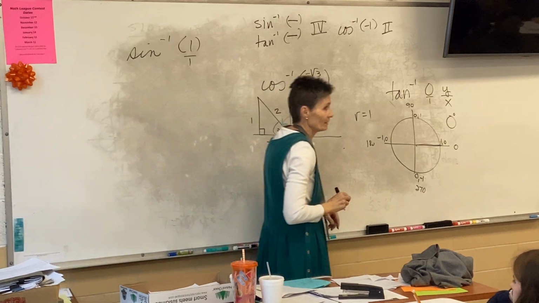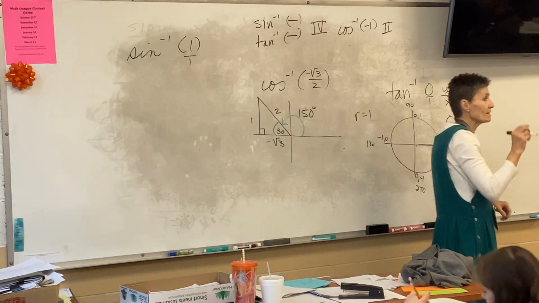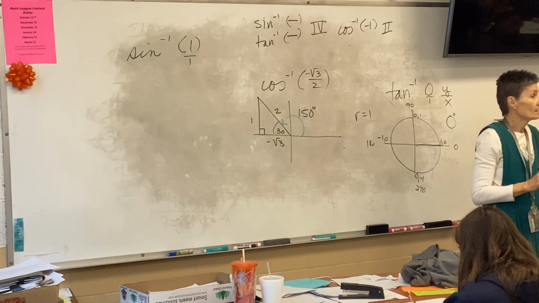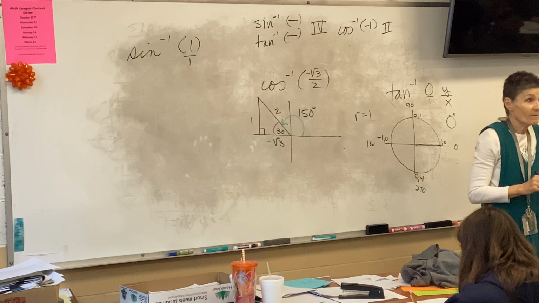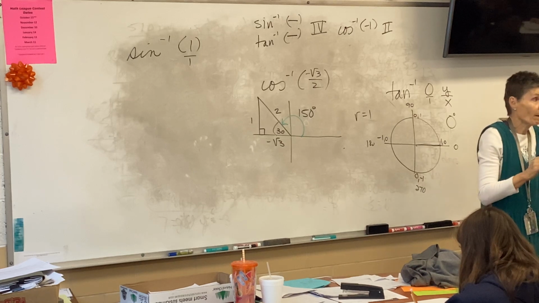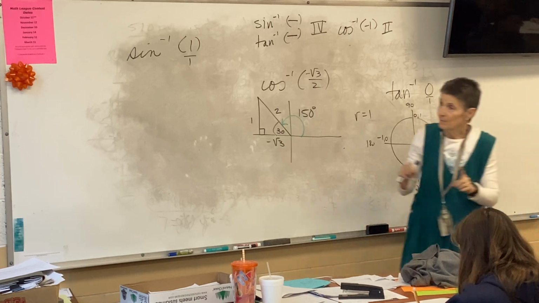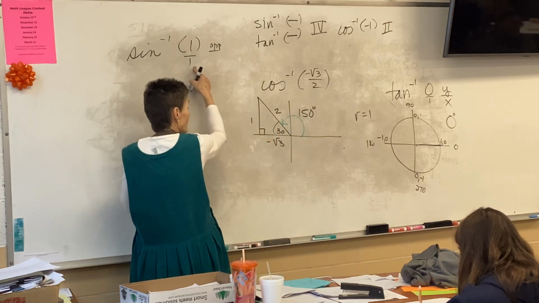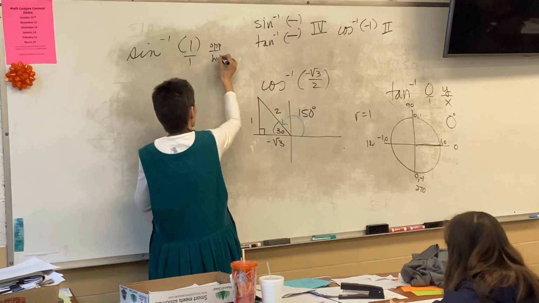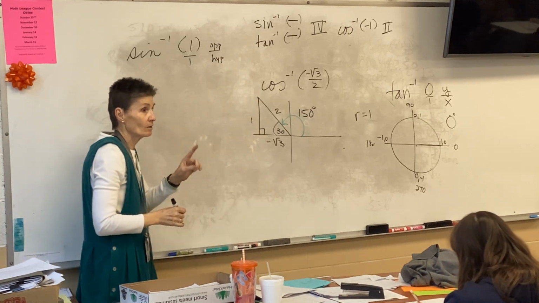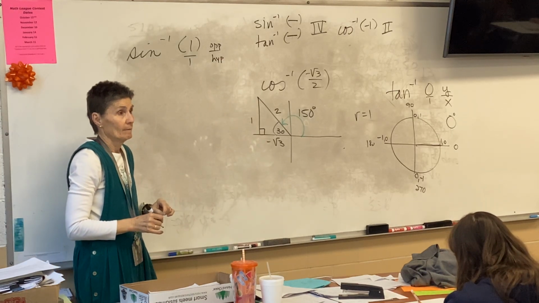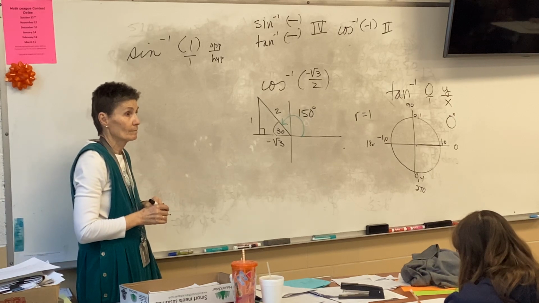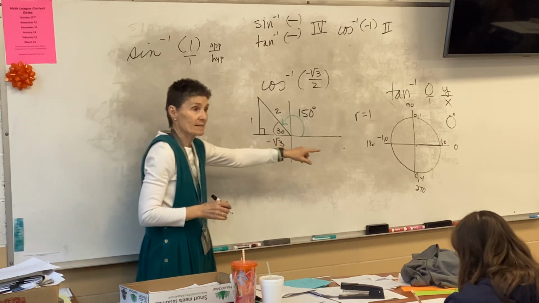Now this one can be a little tricky because you see that 1 over 1 and you immediately think about your 45, 45, 90 triangle. But be careful. This one is the opposite. And what's this one? Hypotenuse. Is there a triangle that has a hypotenuse of 1? No. So guess what? We're back at the circle. And it's that same circle.